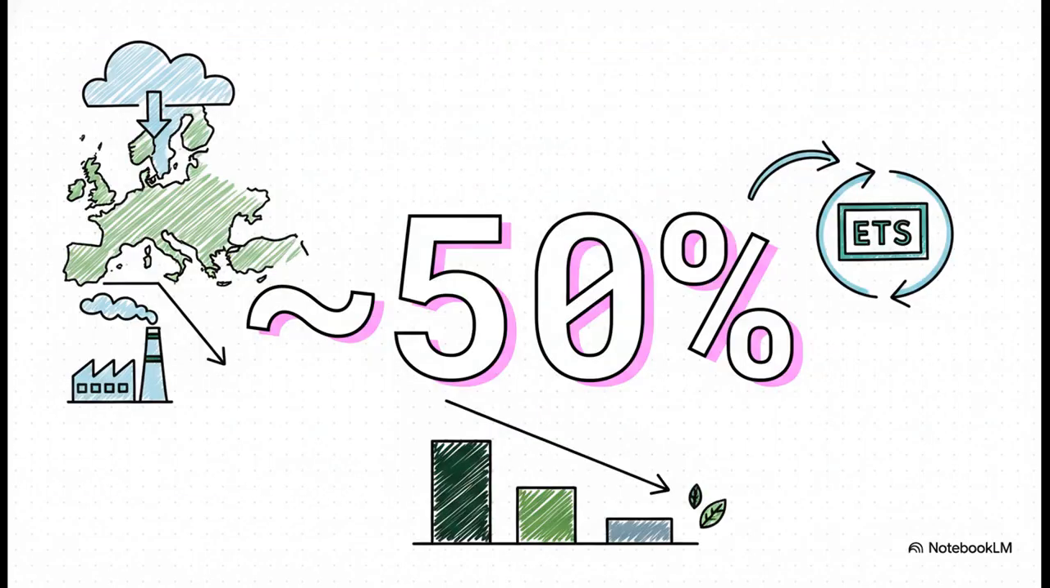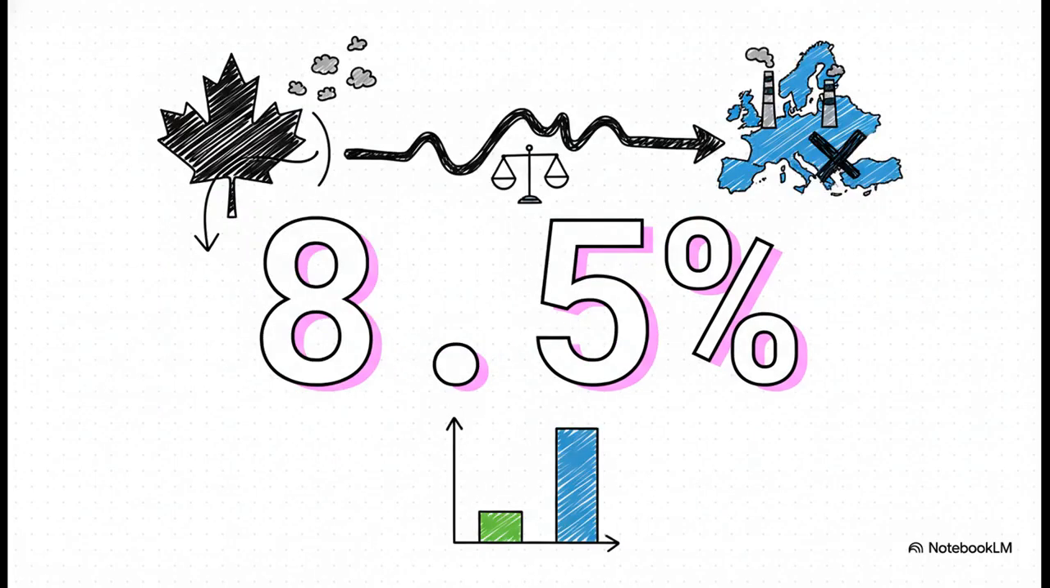Now, let's bring in those real-world examples to measure effectiveness. The EU ETS has been remarkably successful by its core metric. It's achieved a nearly 50% reduction in emissions from the industries covered by the scheme since it began. That's a huge number. Now, Canada's results have been a bit more modest so far. The policy is credited with an 8.5% reduction in overall emissions, which is significant, for sure, but it highlights the different scale and scope compared to the EU's very targeted industrial cuts.